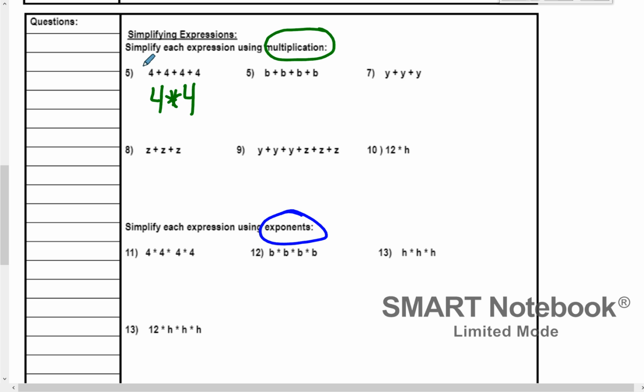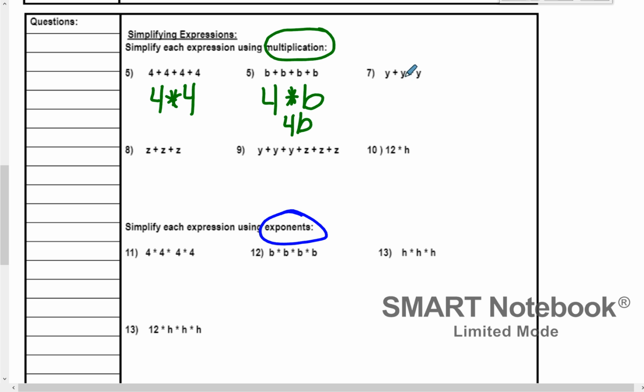So if we have b plus b plus b plus b, we have 4 b's being added together, so we can simplify this to 4 times b. Now remember, with multiplication, we don't have to write that multiplication sign when it's a number next to a letter. So we can simplify that even further down to 4b, because 4b means 4 times b. We don't have to write that multiplication symbol in there.